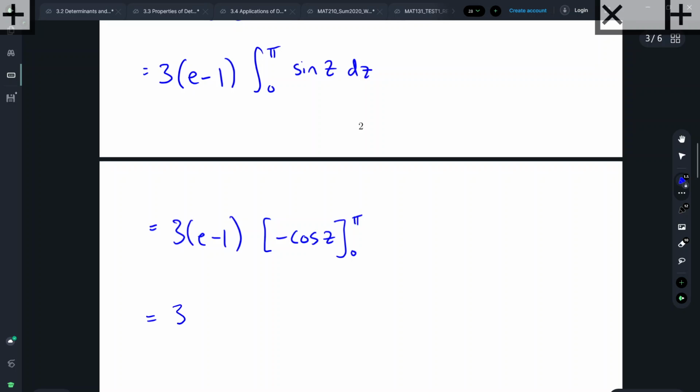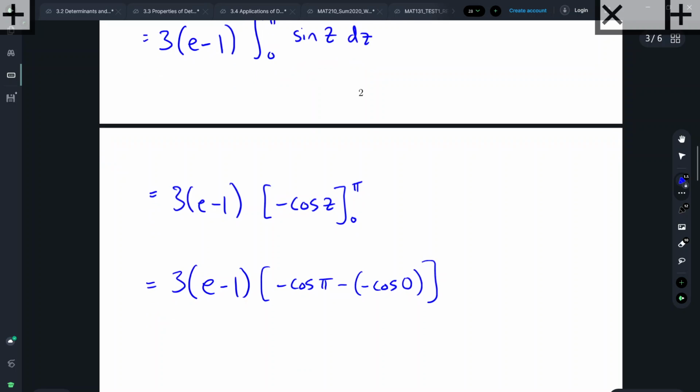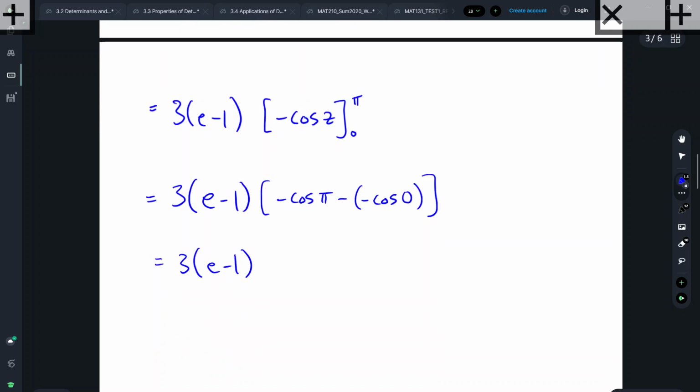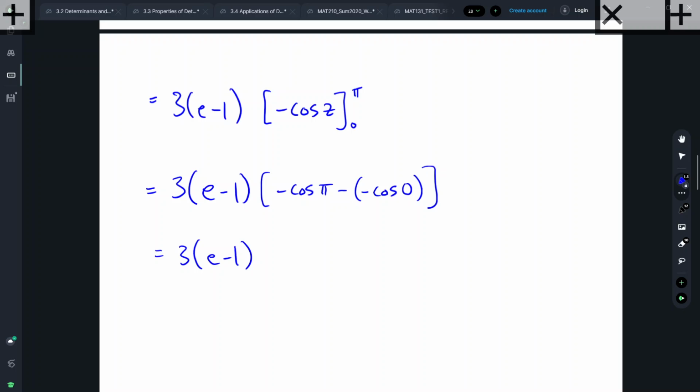So what is this? 3 times e minus 1, and then minus cosine of pi minus a negative cosine of 0. So what is this? Cosine of pi is -1, right? So this is +1, right? Because negative becomes positive, and then this is minus again becomes plus. Cosine of 0 is 1. So 1 plus 1 is 2. So you get 6 times e minus 1.